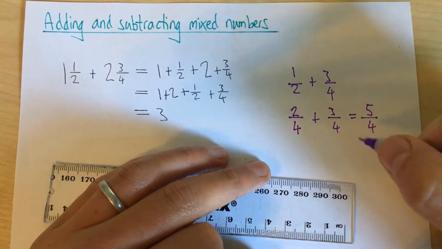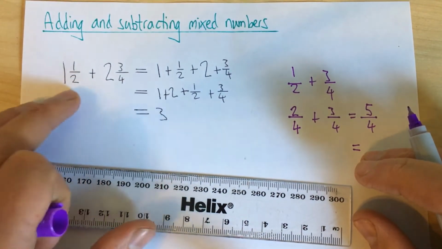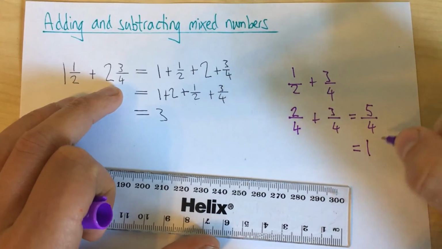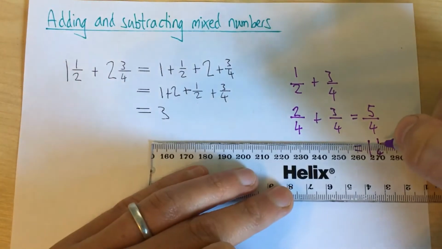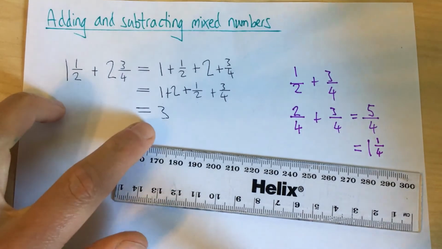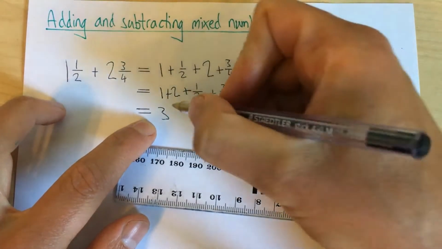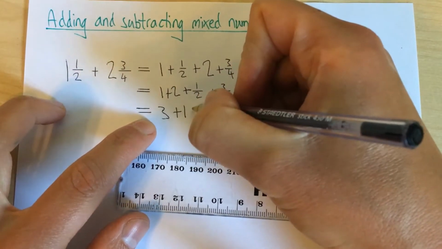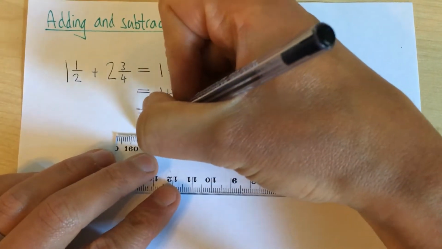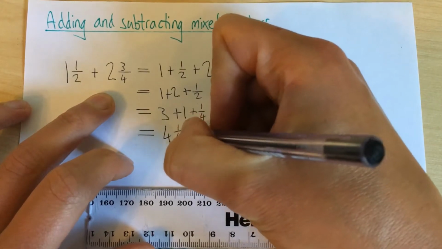5/4. I'm going to try and change that to a mixed number. Now, it's always good to give your answer in the same format as the question. So 5/4 is the same as 1 and 1/4. So we can add this on now. We've got 1 plus 2 is 3, and 1/2 plus 3/4 is 1 1/4. So we're going to add 1 and add 1/4. So our final answer for this example is 4 1/4.